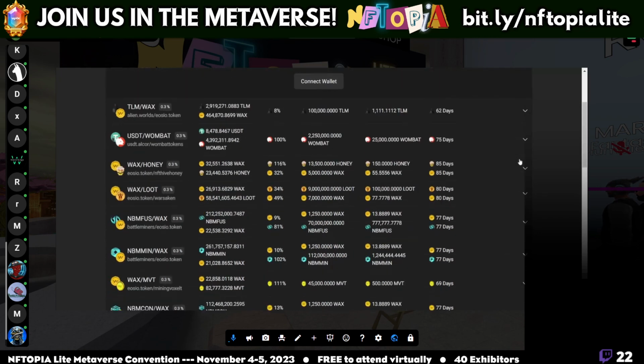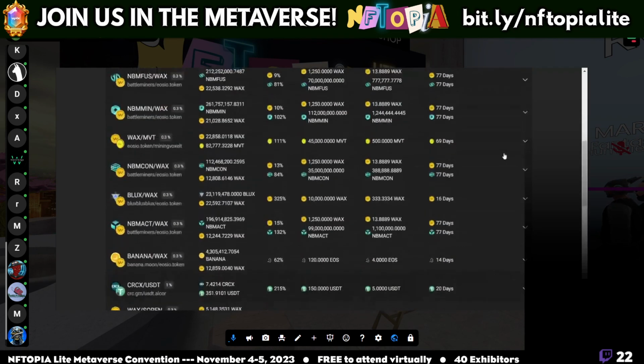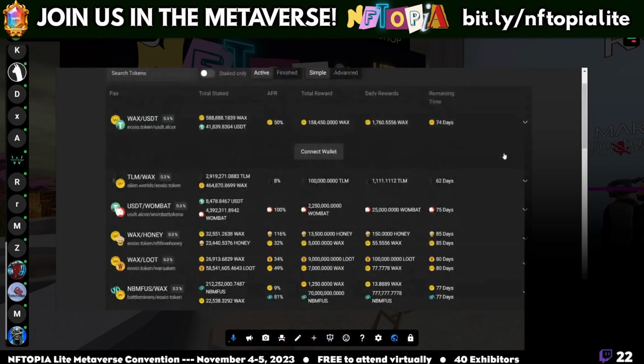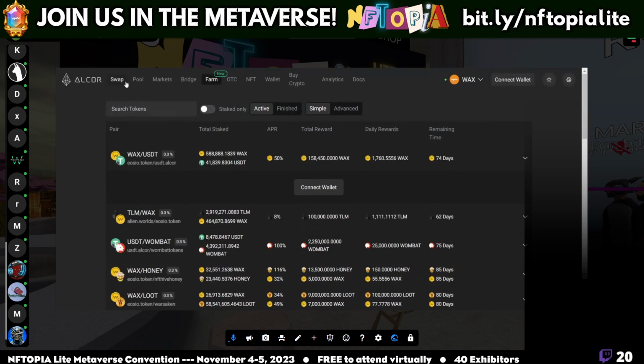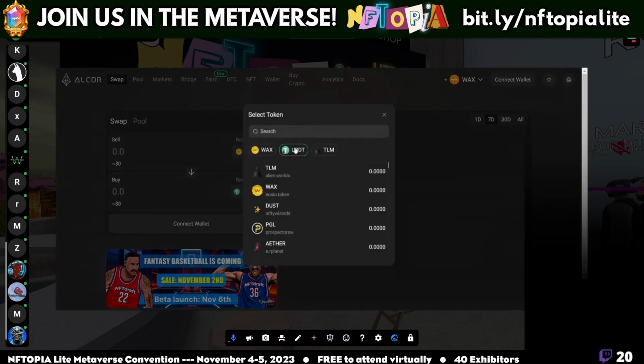There are a lot of farms. We just had the Alcor Harvest event in which we partnered with a lot of the top projects on Wax to create a pair and to provide these incentives for users to provide liquidity. Why is it important to provide liquidity? For this to happen, for people to be able to buy overall with USDT.